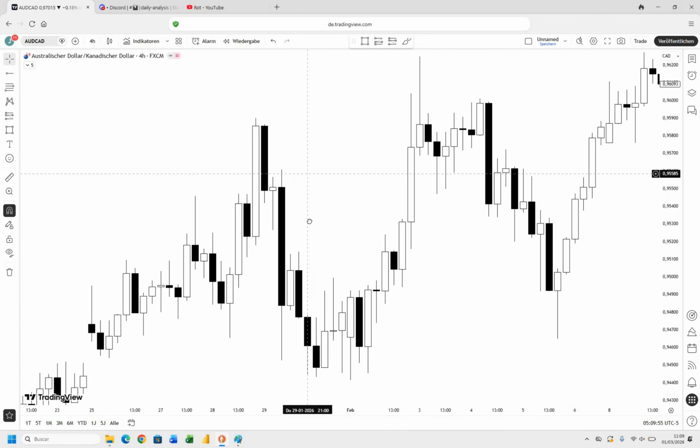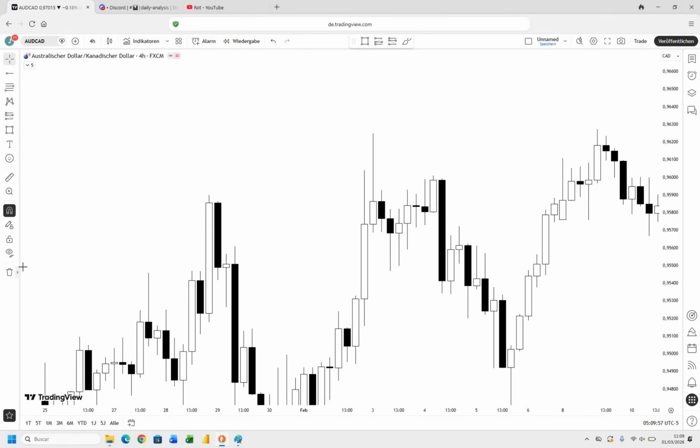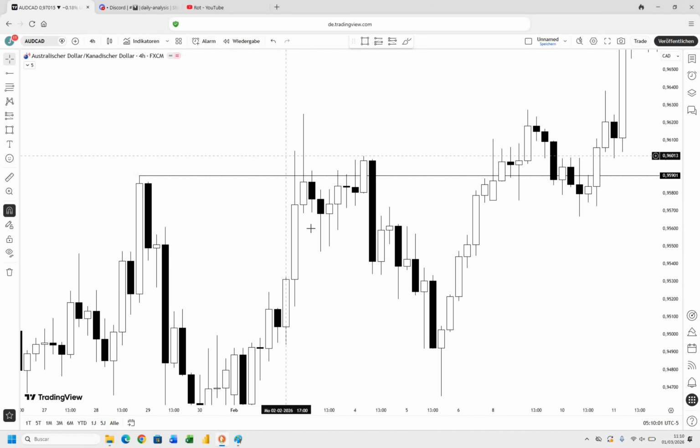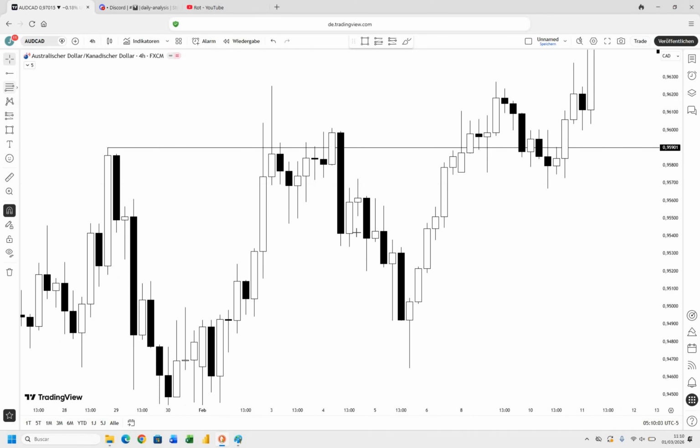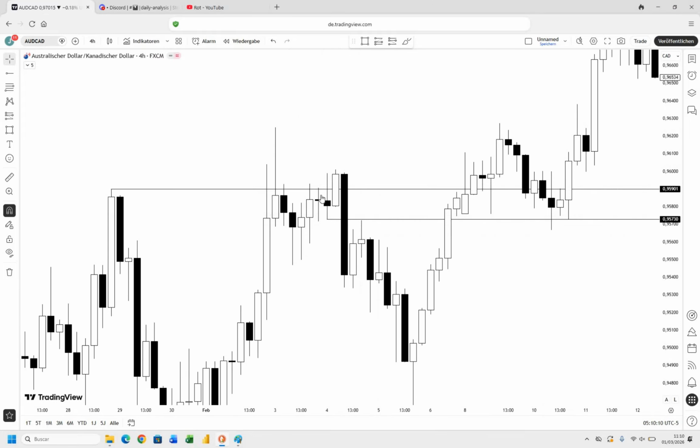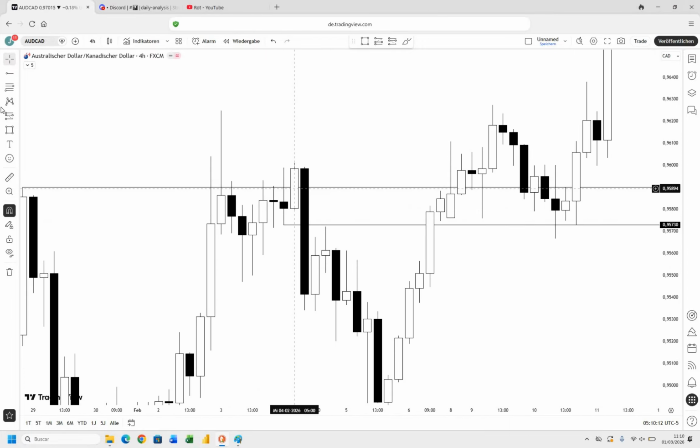So what do we have afterwards? For example, here we have a liquidity sweep, all right? Then where do we have break of structure? We have break of structure here with this black candle, okay?